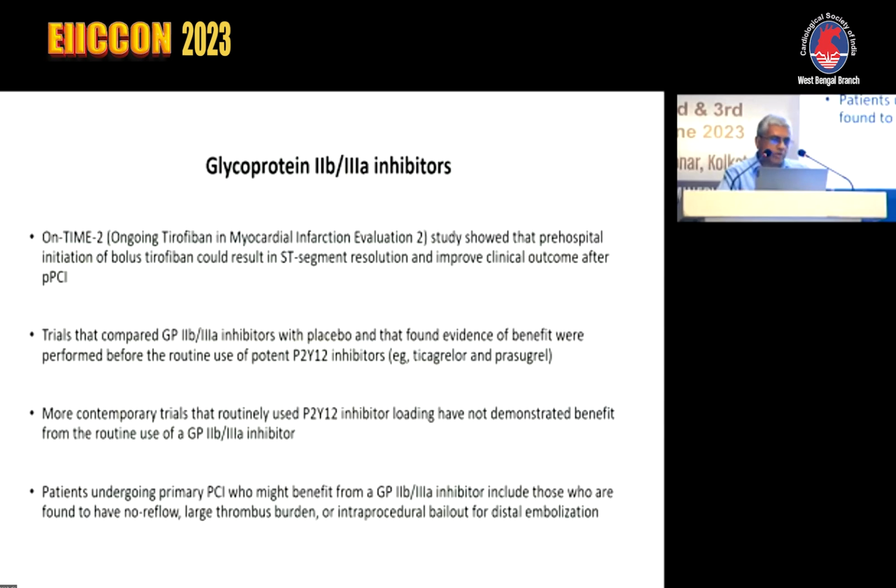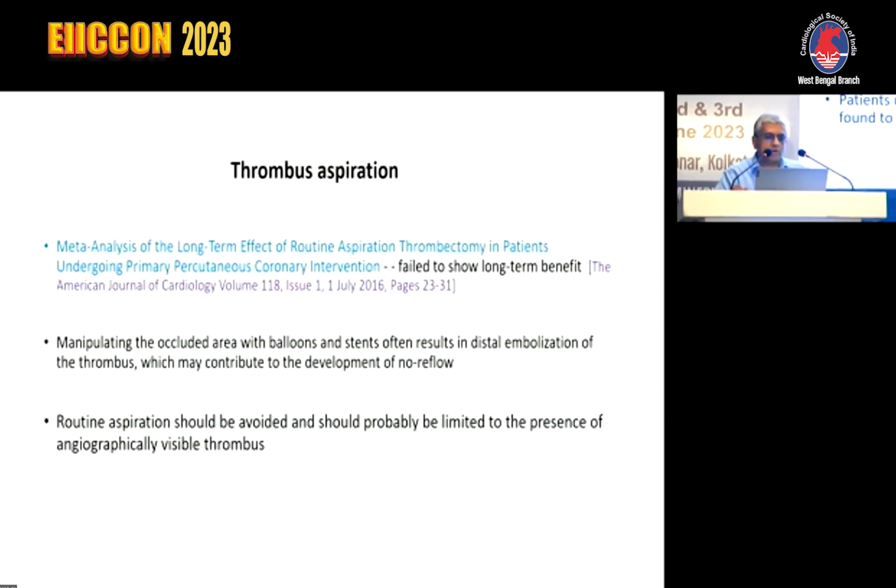However, patients undergoing primary PCI may benefit from it, especially if there is an established no reflow, large thrombus burden, or for bailout cases. Now, regarding thrombus aspiration, a meta-analysis has failed to show the long-term benefit. On the other hand, manipulating the occluded area with balloons and stents often results in distal embolization of the thrombus, which may contribute to development of no reflow. So routine aspiration should be avoided and should be limited to the presence of angiographically visible thrombus only.